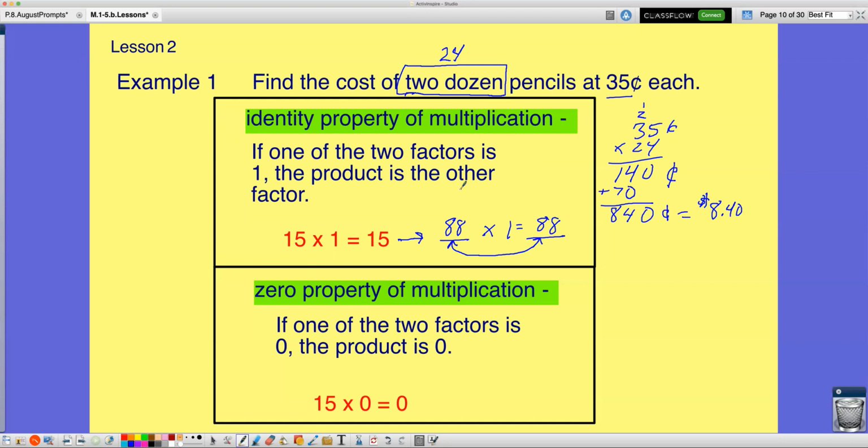Identity property of multiplication. The zero property of multiplication is that if one of the 2 factors is 0, then the product is going to be 0. So anytime you have one of those factors being 0, then the answer is going to be 0. Even if we went further than 2 factors, if we made it 3 factors, like 2 times 4 times 0, the answer is still going to be 0, because 2 times 4 is 8, but 8 times 0 is 0. So the zero property of multiplication really applies to 2 or more factors. If one of them is 0, then the product is going to be 0.